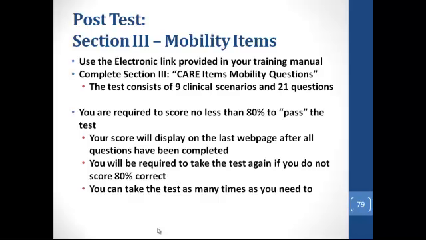For those of you completing the electronic test, complete Section 3, Care Items Mobility Questions, which consists of 9 clinical scenarios and 21 total questions. You are required to score no less than an 80% to pass the test. You can use your training manual and any notes you took during this training to assist you. Your score will display on the last page after all questions have been completed, so you will know immediately how you did. You will be required to take the test again if you do not score 80%, but you can take the test as many times as you need to.